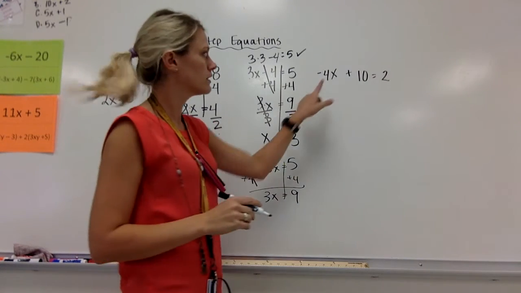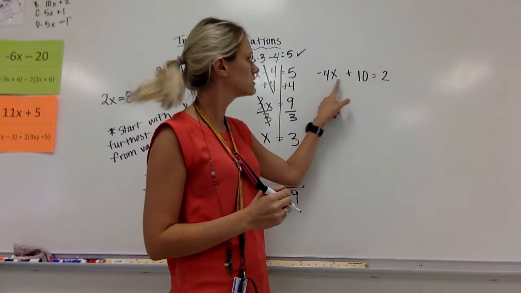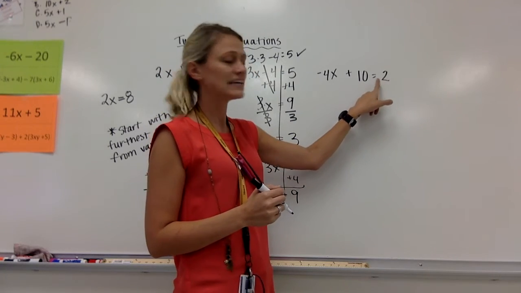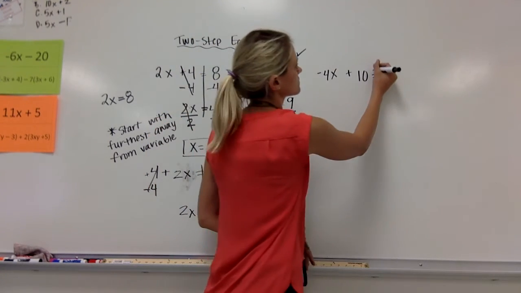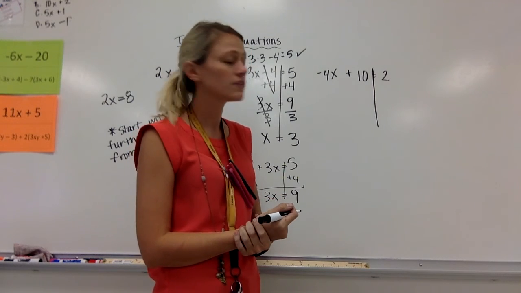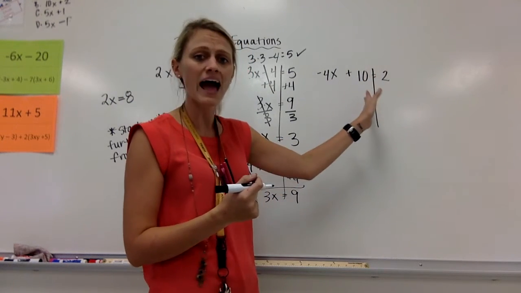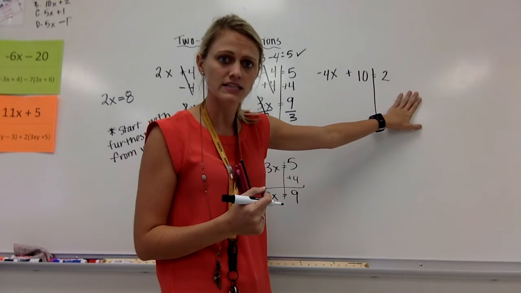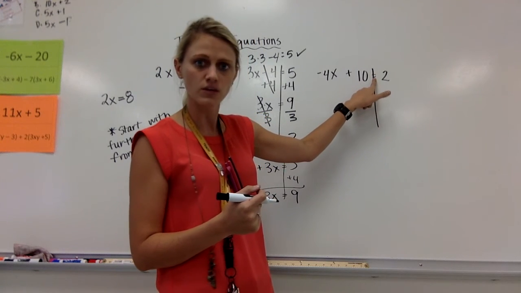One more example. Negative 4x plus 10 equals 2. I'll put my line right there. Okay? These are going to get harder, so get in the habit of putting that line there. We need a left side and a right side of the equal sign. Line goes with the equal sign.